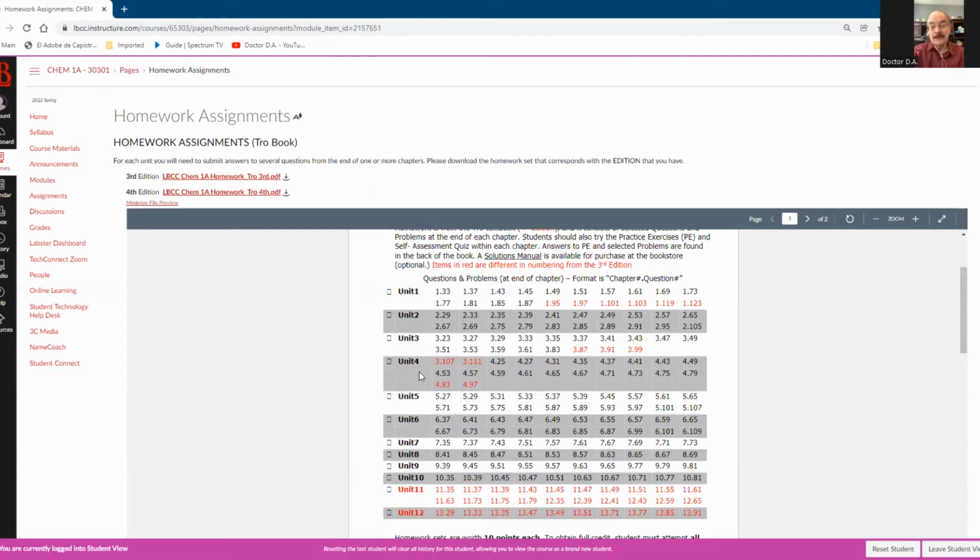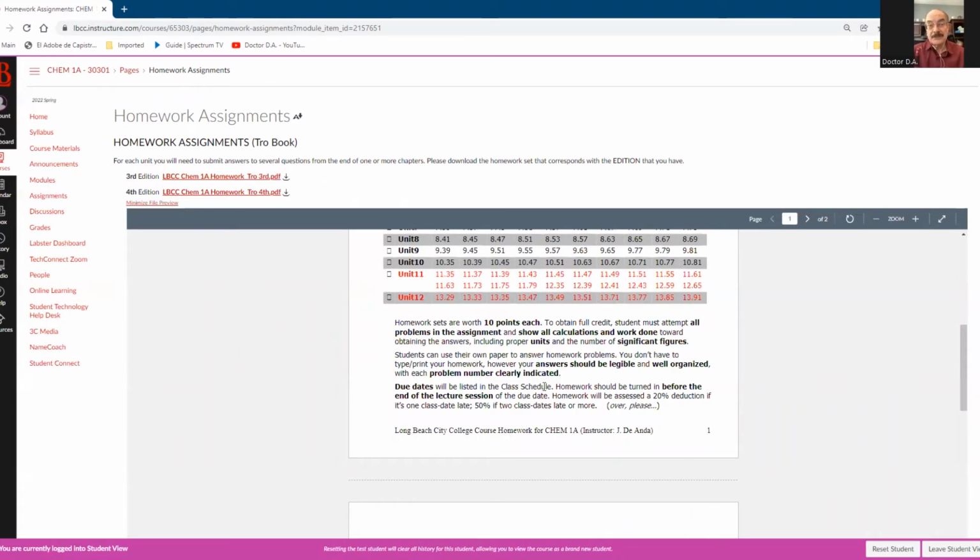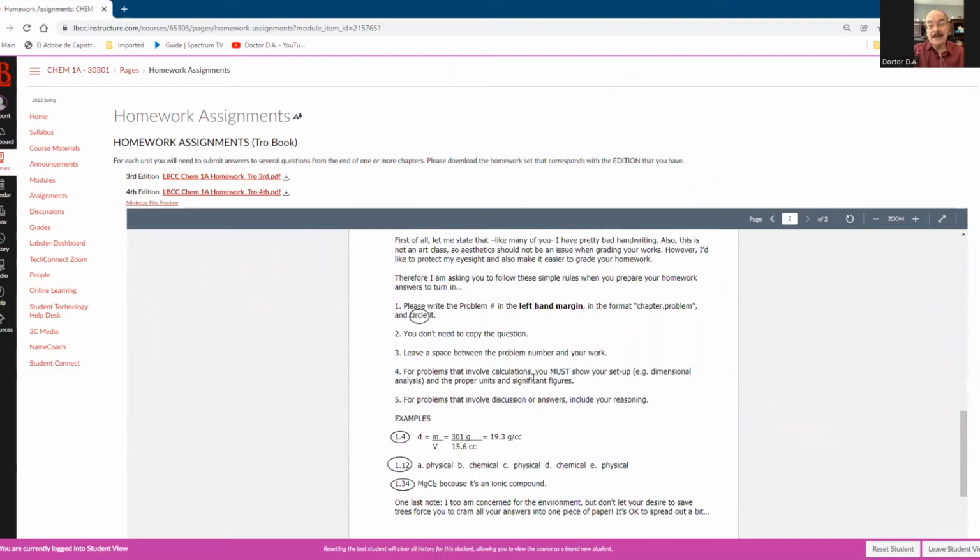Notice that our units are numbered sequentially, but they don't necessarily match the chapters in the book. So for example, in the 4th edition, we have Unit 4 includes some of Chapter 3 problems. So be very, very careful about which edition you have and make sure that you are doing the correct problems, okay? Very important. Please read the instructions here and on the 2nd page about formatting your homework assignments.